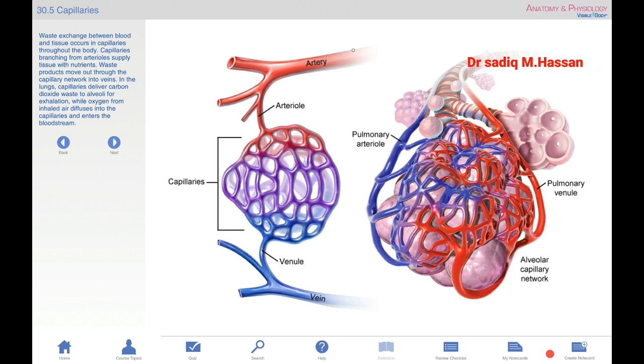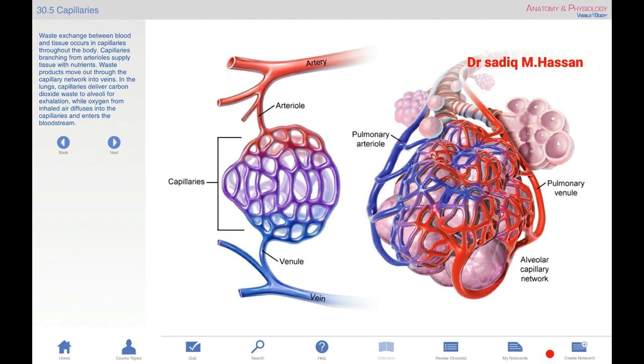So the artery, the upper one as you see here, divides continuously and becomes an arteriole. And at the bottom of the screen, you see the vein, which divides continuously and becomes a venule. In between the arteriole and venule, this structure in the middle, which is like a network, is called capillaries.